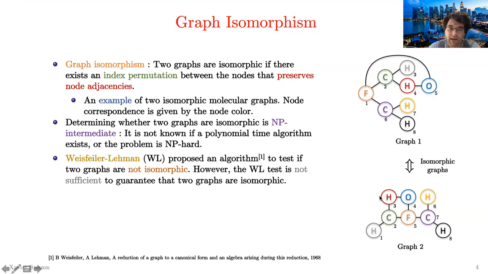So the question is, is there an algorithm that can tell us if two graphs are isomorphic or not? This is actually an open question. We don't know if there exists a polynomial time algorithm that can tell us if two graphs are isomorphic or not, or if the problem is actually too difficult, if it is an NP problem. The first algorithm introduced to test if two graphs are isomorphic or not was proposed by Weisfeiler and Lehman, some time ago in 1968. And this test is going to tell us if two graphs are not isomorphic.